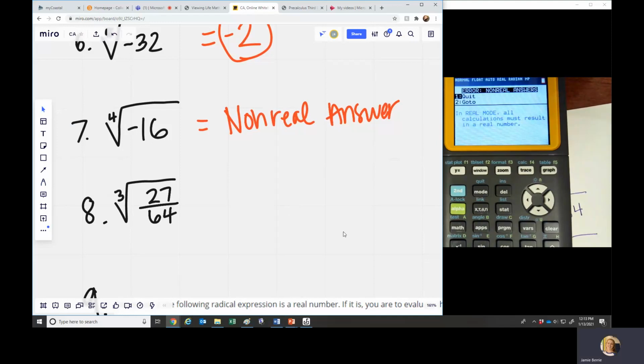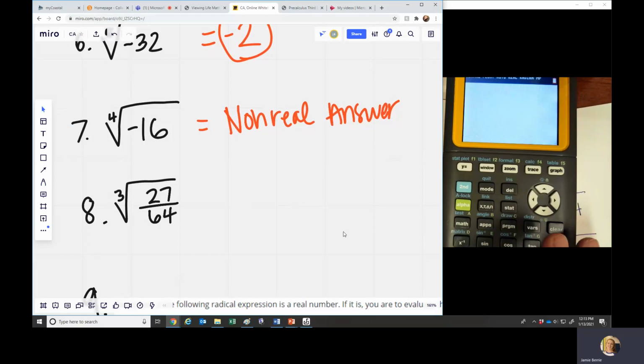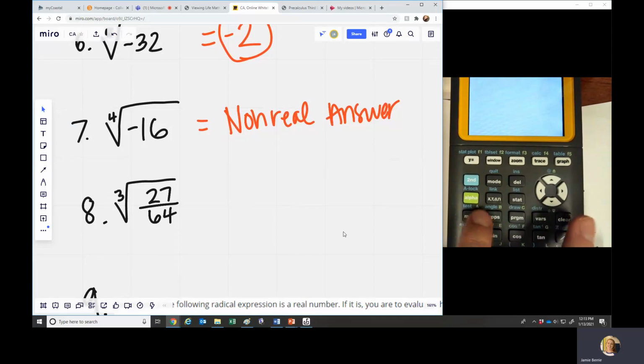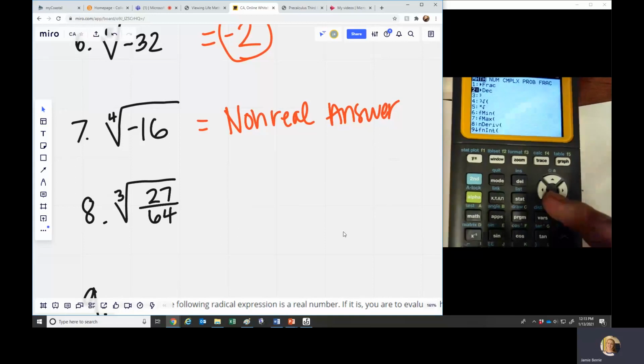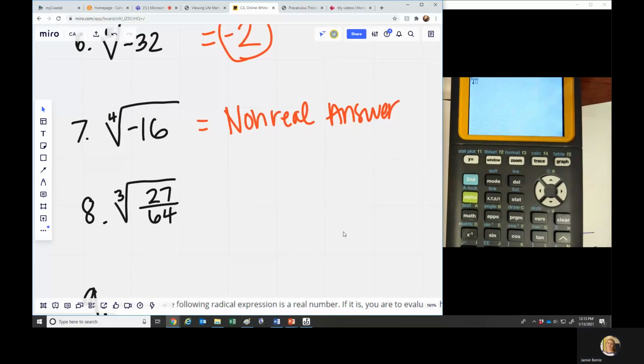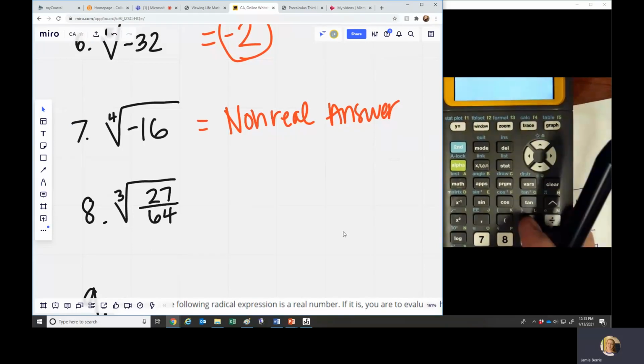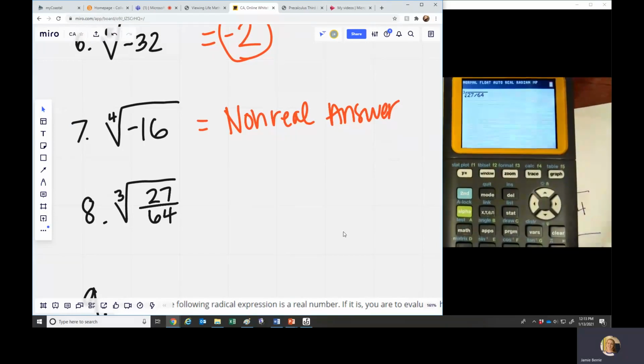Right, number 8 is the cube root. All right, clear that out. The cube root of 27/64. So go to math. Remember, we have a special little button for the cube root. So 27 divided by 64. I literally just used this divided by button right here. 27 divided by 64 is 0.75.